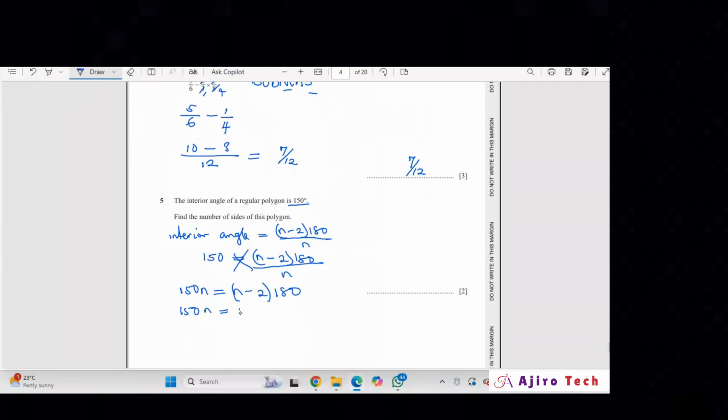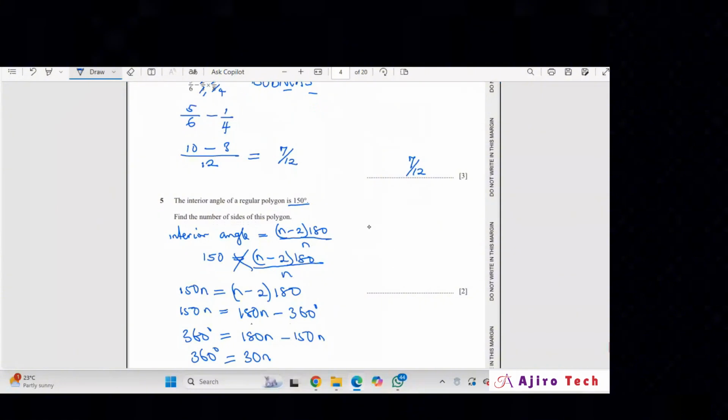This times this will give us 180n minus 360. So you can now collect like terms. Let me bring 360 here, then 180n minus 150n. If this one is coming here to be negative, I'm going to have 360 is equal to 180 minus 150, which will give us 30. It will give us 30n.